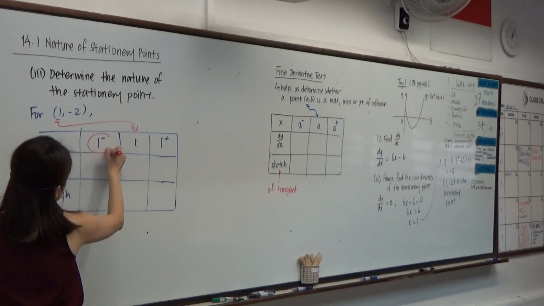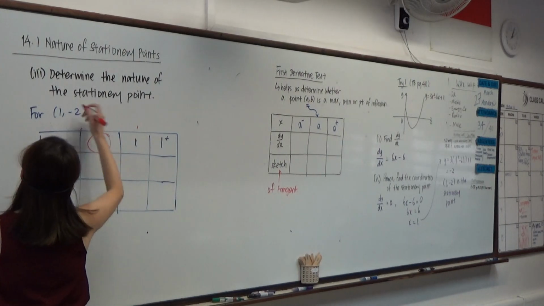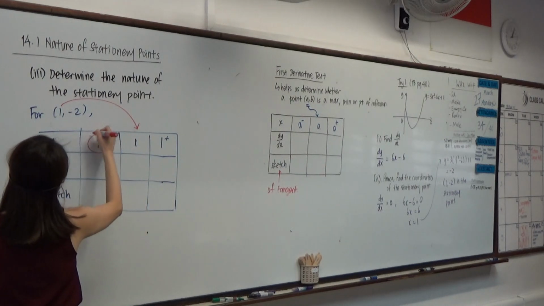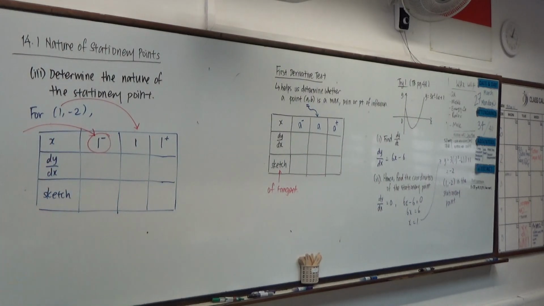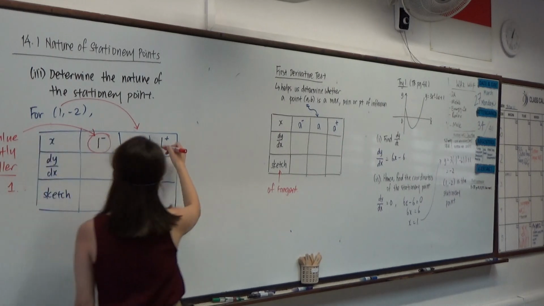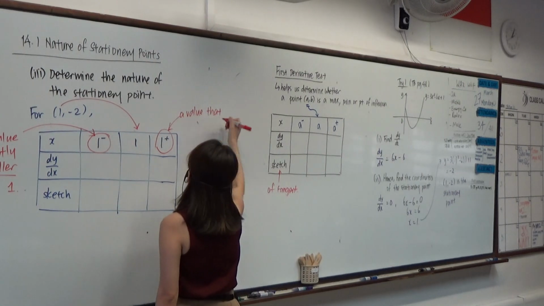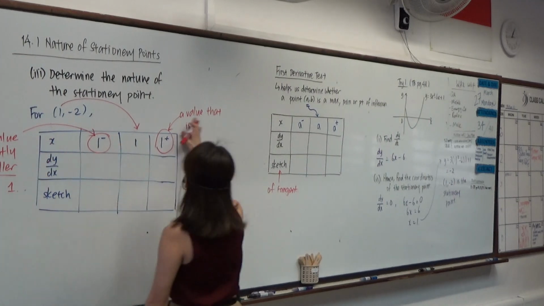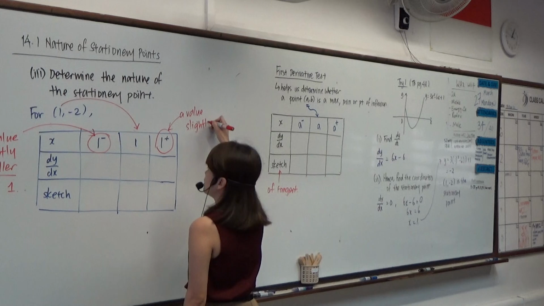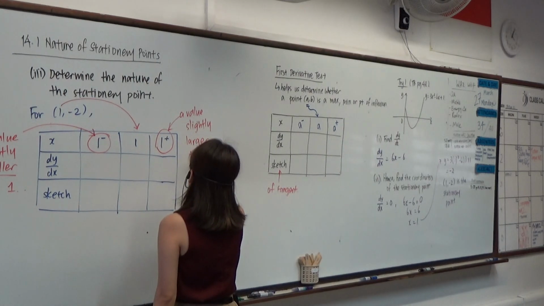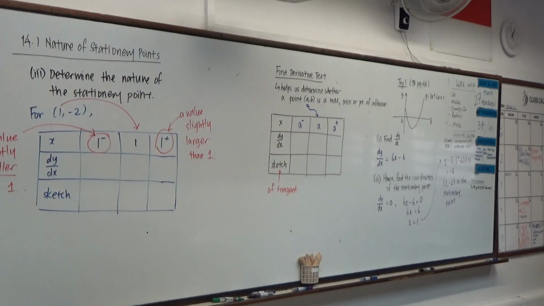What this means is that this 1 minus refers to a value that is slightly smaller than 1, whereas 1 plus will refer to a value slightly larger than 1. Why 1? Because the base value is 1 itself.